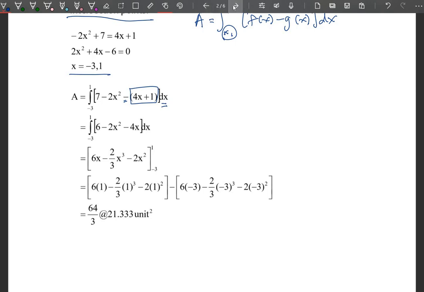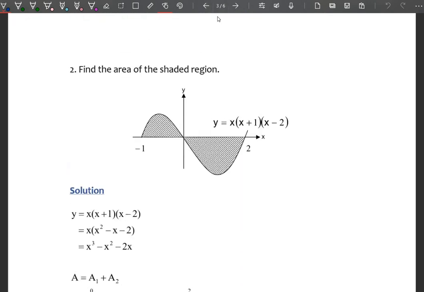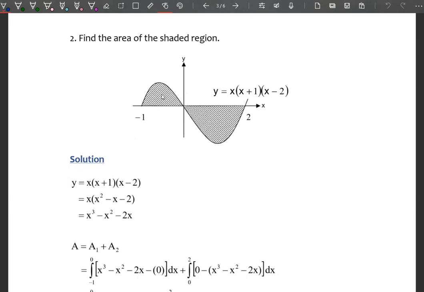Okay, the next one is this one. We need to find the area of the shaded region here.